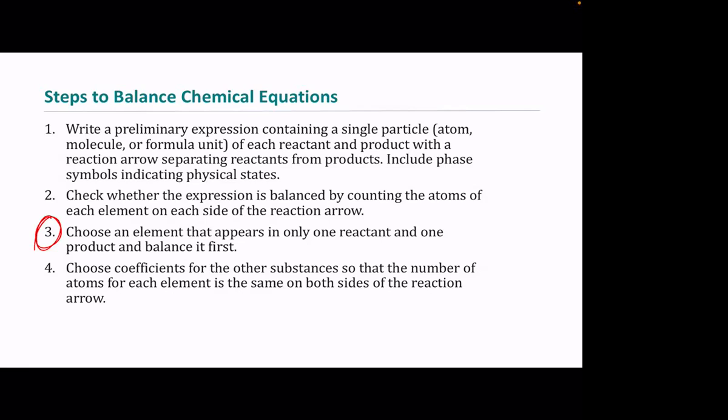And this is the good advice I like. This is something I do. Choose an element that appears in only one reactant and one product, if that exists, not always the case, to do first. It just simplifies things. You'll find that out. We typically save oxygen to the end because it typically appears in multiple places.